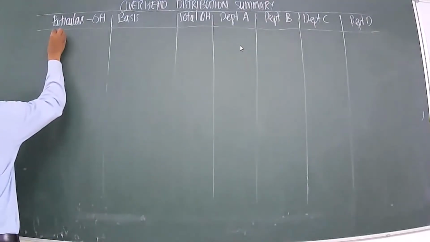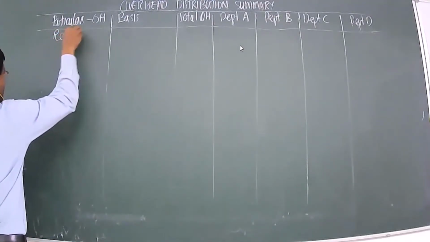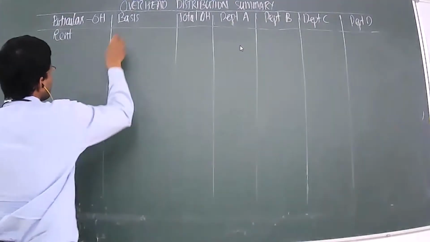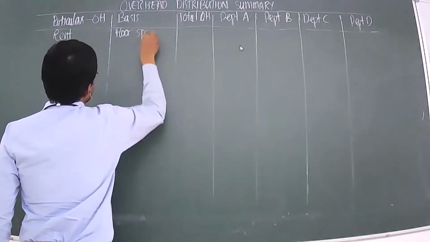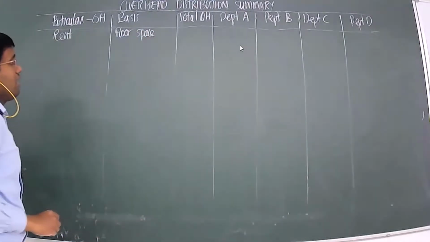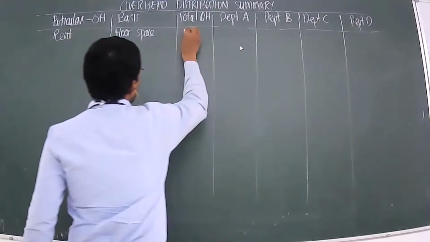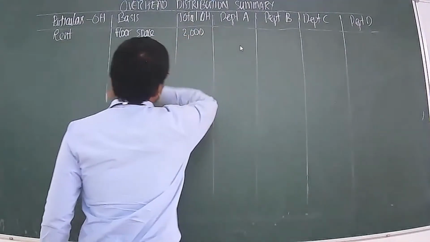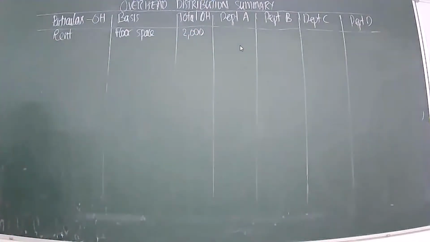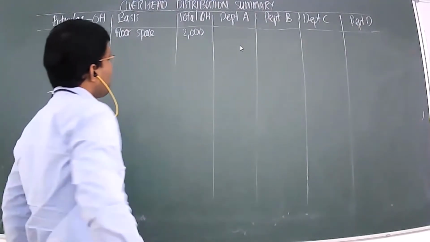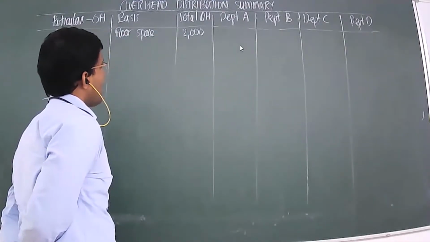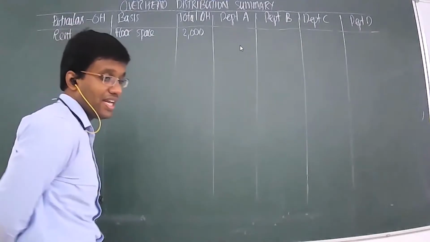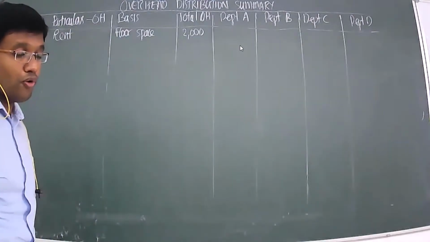So for example, let's talk about rent. The basis for rent is floor space. Now your total rent, the overhead total, is 2000. This 2000 you will have to divide across departments A, B, and C, and we know the basis of dividing this is your floor space.